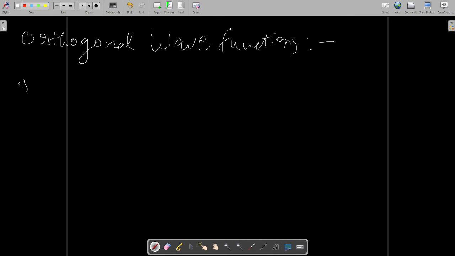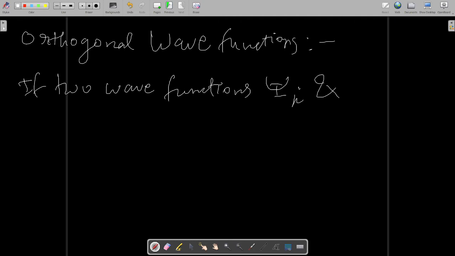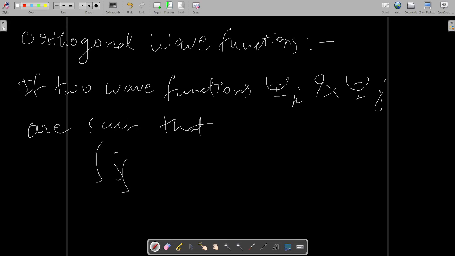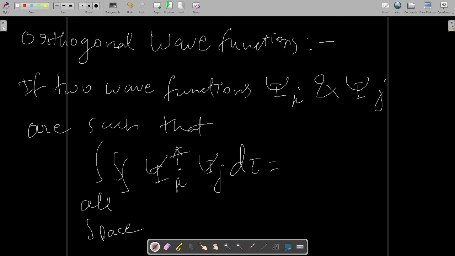If two wave functions psi I and psi j are such that this triple integral for all space, that means the volume integral, of psi I star psi j d tau is equal to 0. Now don't get confused over here.